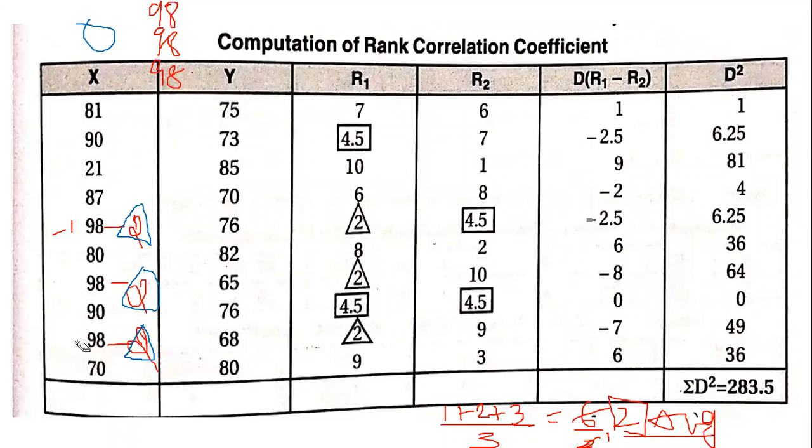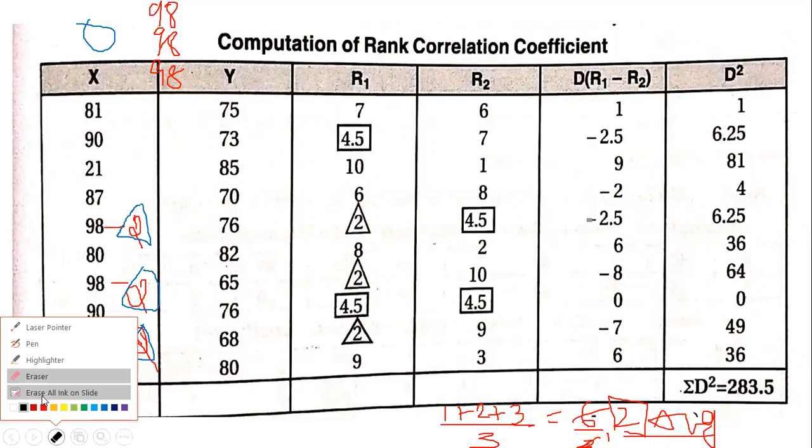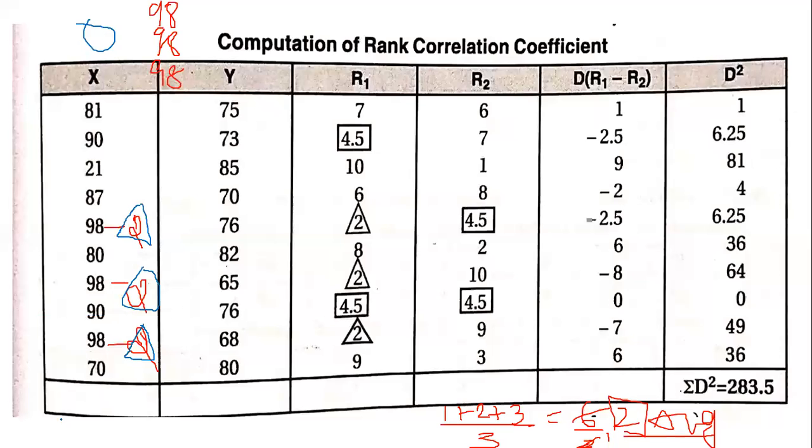Now, after this, the next position is the fourth position. 1, 2, 3 is completed here. Next will be the fourth position. Now, which is the next highest number? Next highest number is 90. There are 2 90s that we have. One is here and one is here. So, fourth position if I give here and fifth position if I give here.